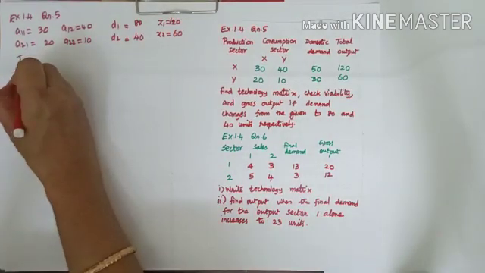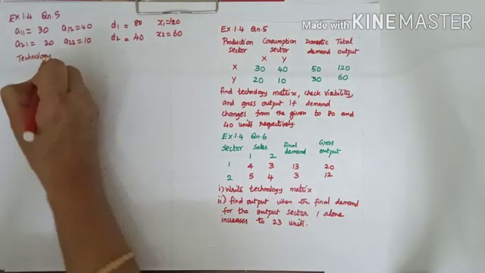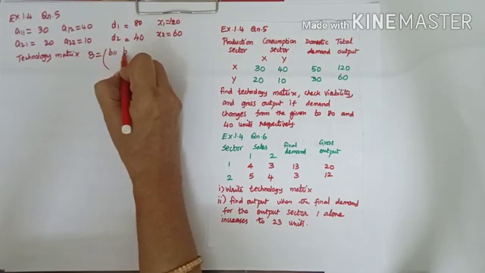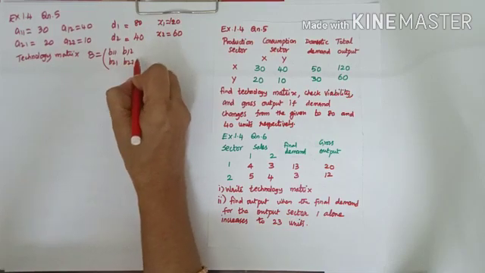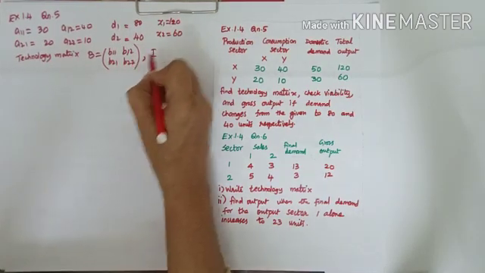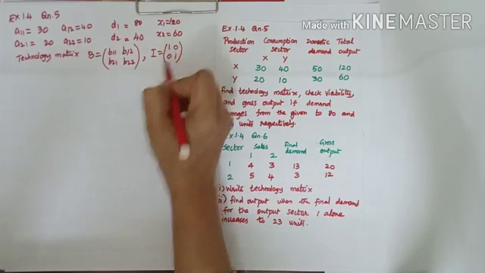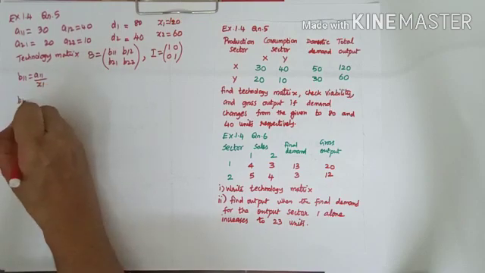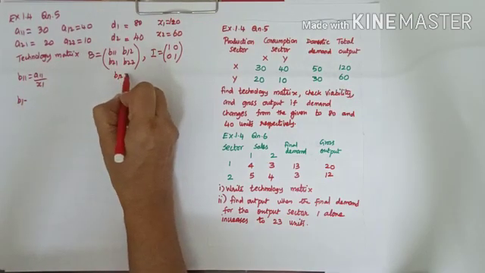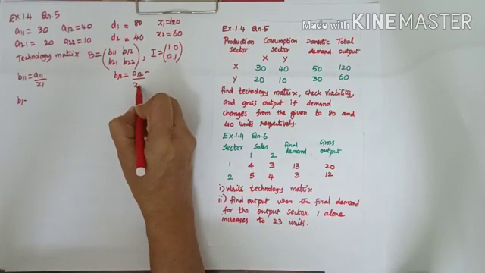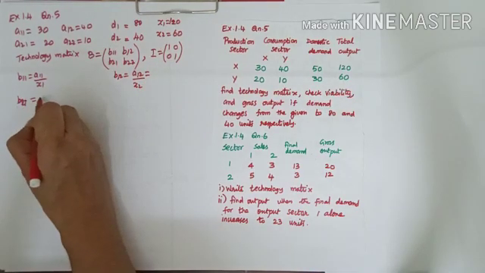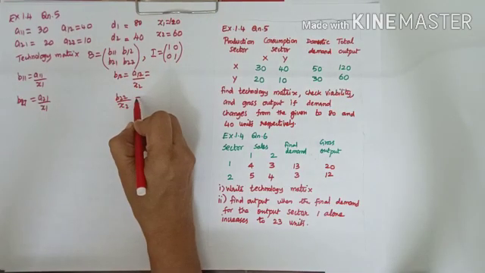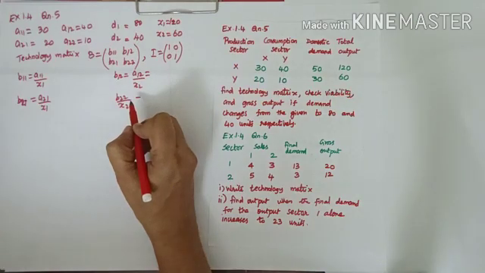We need to find out the technology matrix. What is the formula for the technology matrix? B equals B11, B12, B21, B22. And we should also know what is I, that is 1, 0, 0, 1. Finding out B11, A11 by X1, B12 is A12 by X2. B21 is A21 by X1 and B22 is A22 by X2.